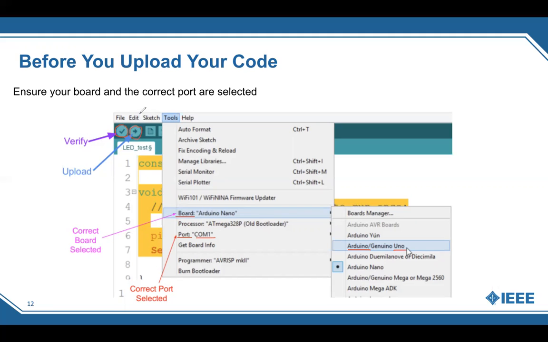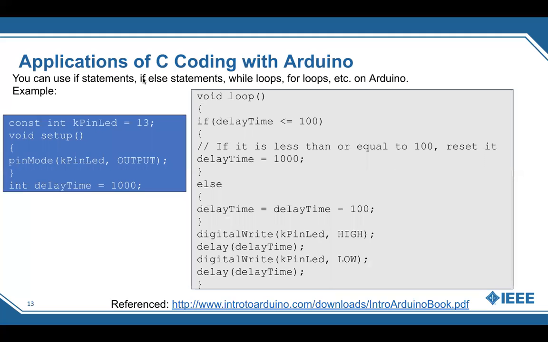And so there's a 4-step process. Make sure you have the correct board, make sure you have the correct port for the USB, verify that the code can get compiled so there are no errors in the code, and then upload it to the board. Okay, now that we talked about the process of how to do that, that sounds great.